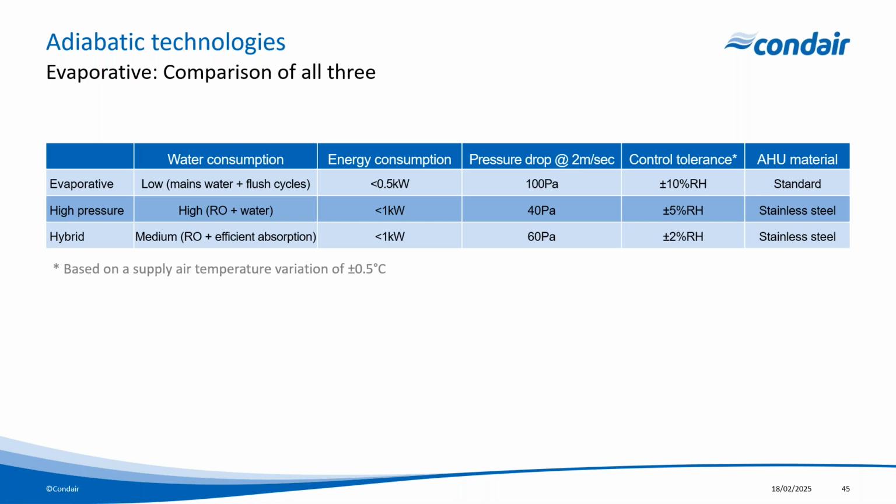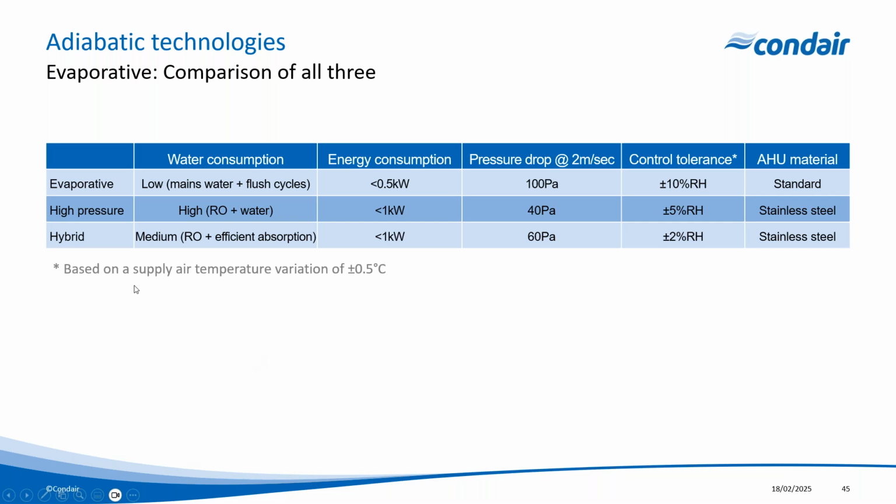With a high pressure system, water consumption is going to be higher because we do need to use reverse osmosis water. So with the typical RO system, 50% of the water that's going into the RO system will be rejected out. So we do need to consider that in the overall water consumption for the evaporative or adiabatic system. Energy consumption is still relatively low at less than 1 kilowatt. Pressure drop will be lower compared to the evaporative media system, since we'll have a thinner droplet separator, and the air handling material does need to be stainless steel for the length of that absorption distance.